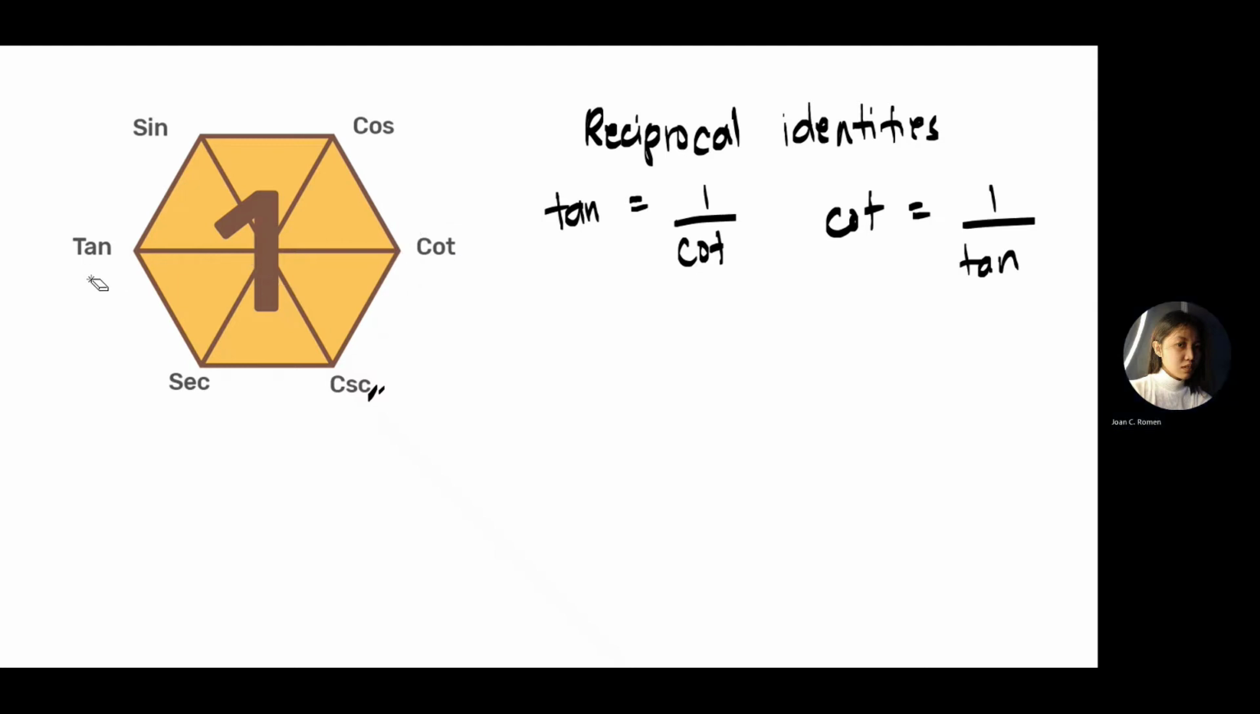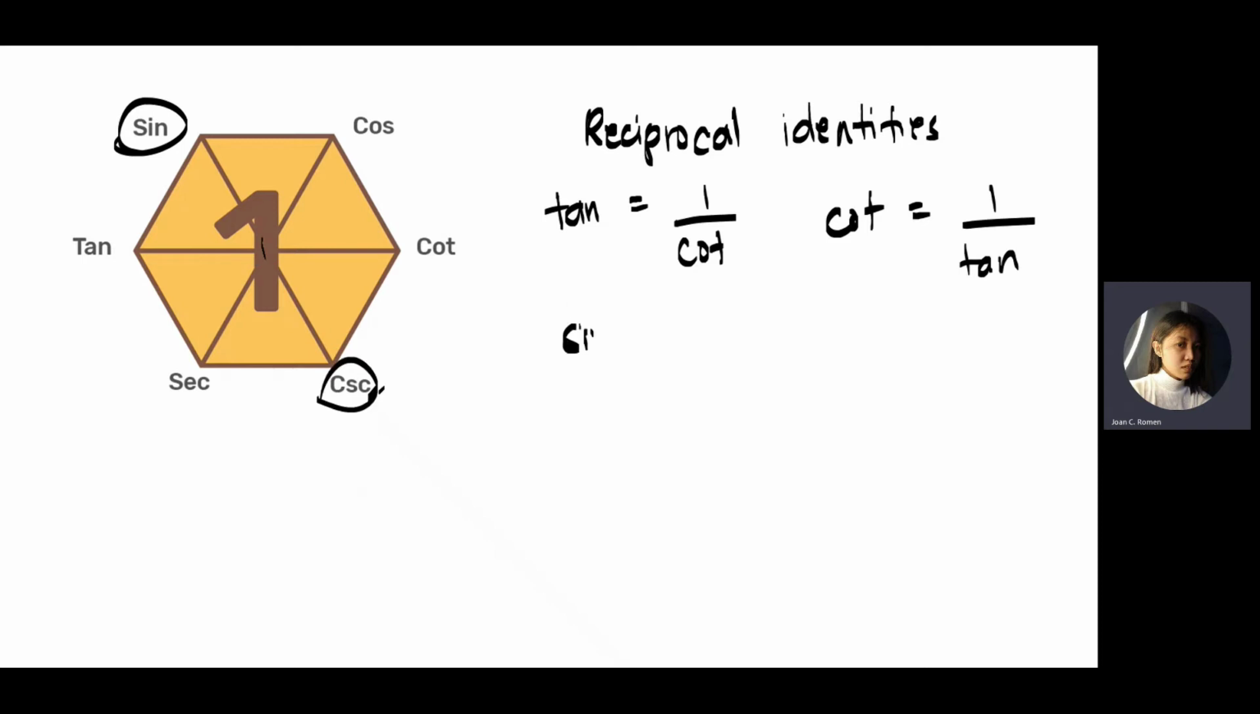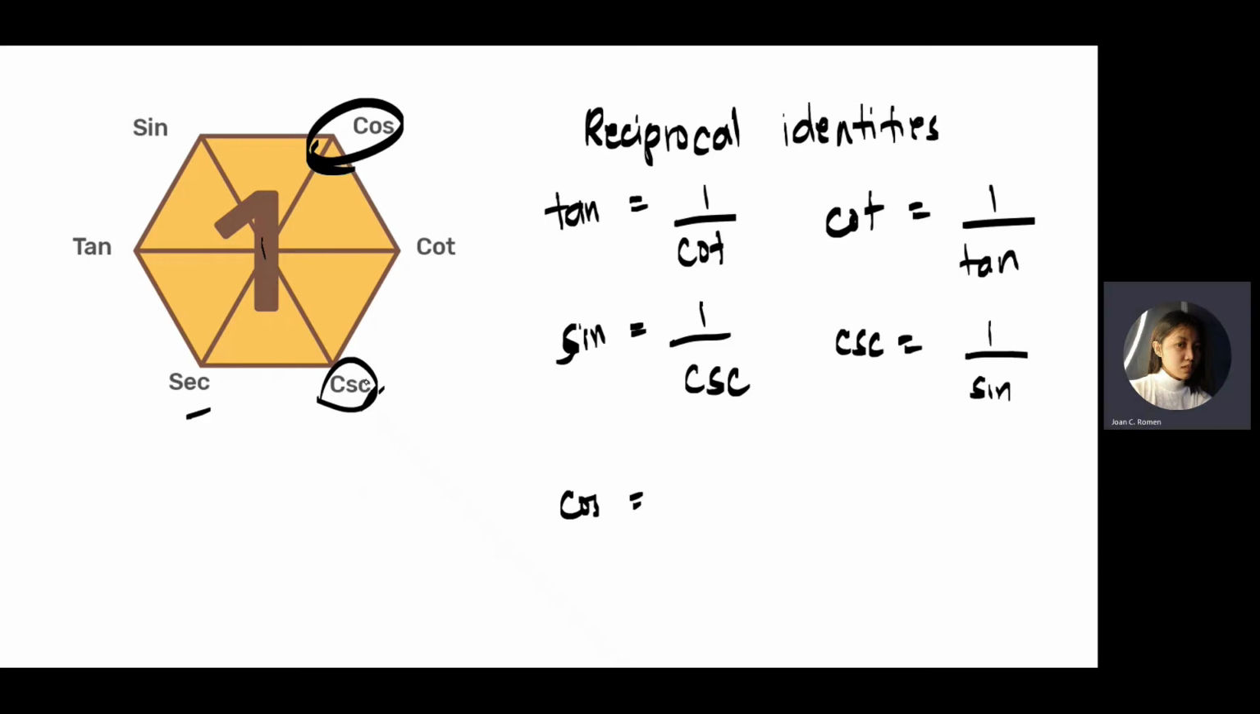And then next, sine, what is in the center? 1. Opposite, cosecant. So, for the reciprocal identity, sine is equal to 1 over cosecant. Vice versa, cosecant and sine. Cosecant is equal to, center, 1 over sine, which is opposite on this diagonal. And then for cosine, that is equal to, opposite is secant, and in the center is 1. So, cosine is equal to 1 over secant, and secant is equal to 1 over cosine. And that is for the reciprocal identity.